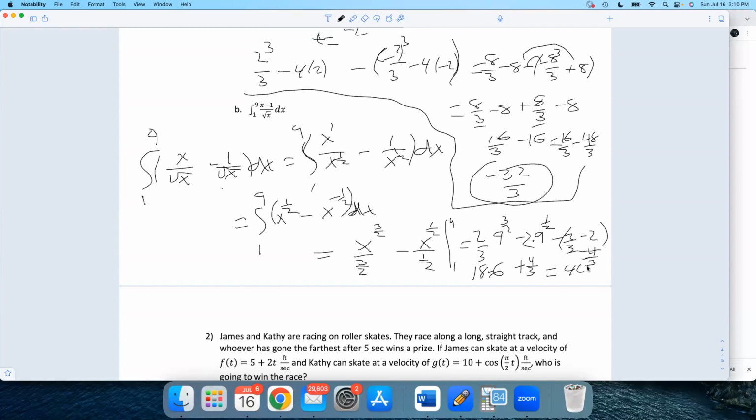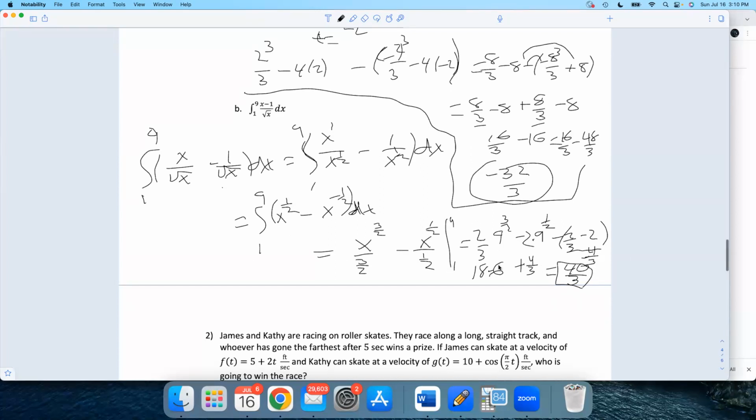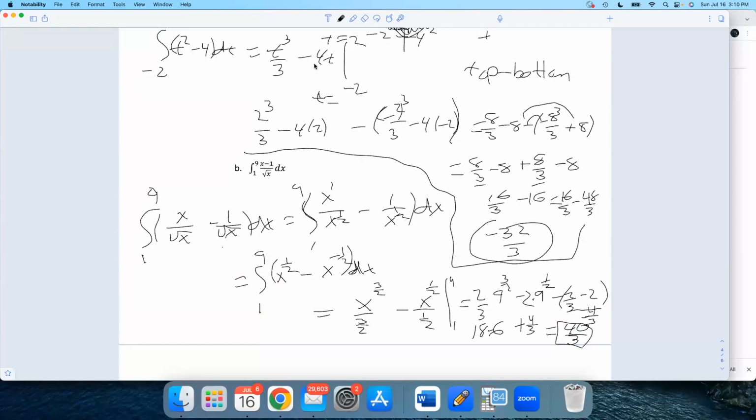So when you're dealing with all these fractions, it's a good idea to get your calculator out, check all your arithmetic, make sure you didn't copy something down silly like that. All right, it's a good place to stop this one.